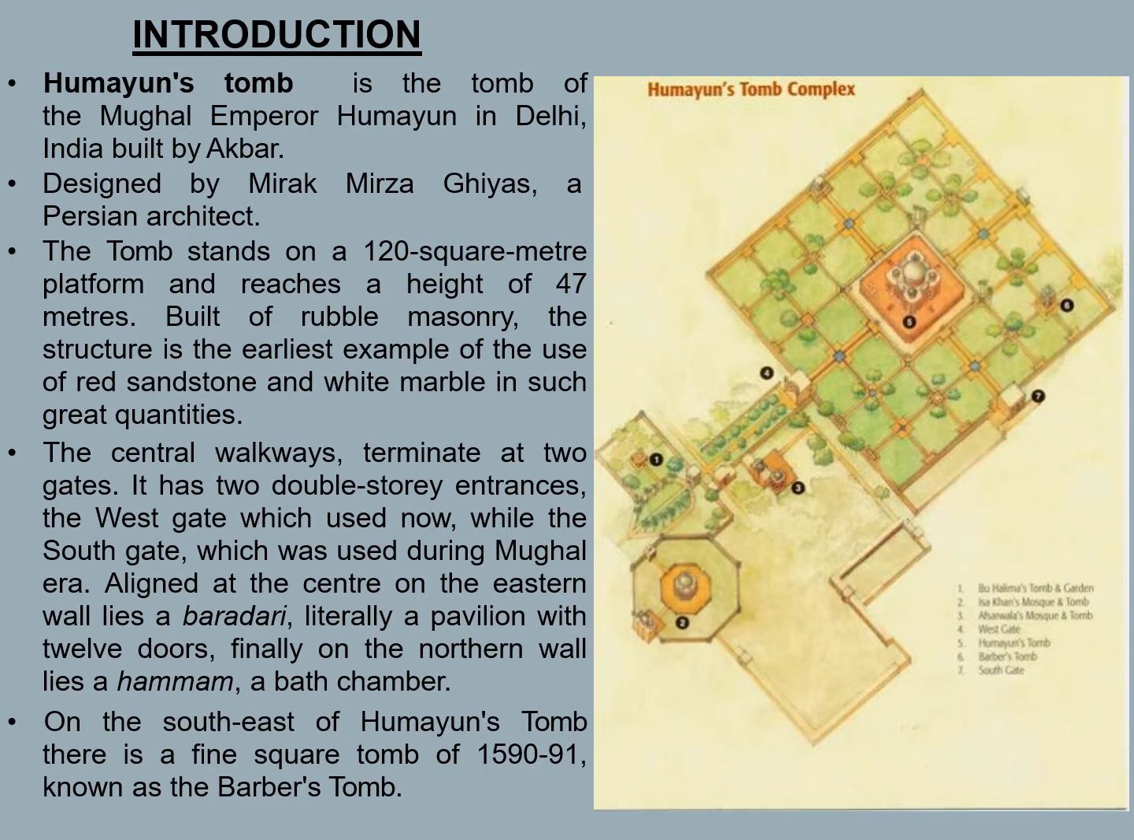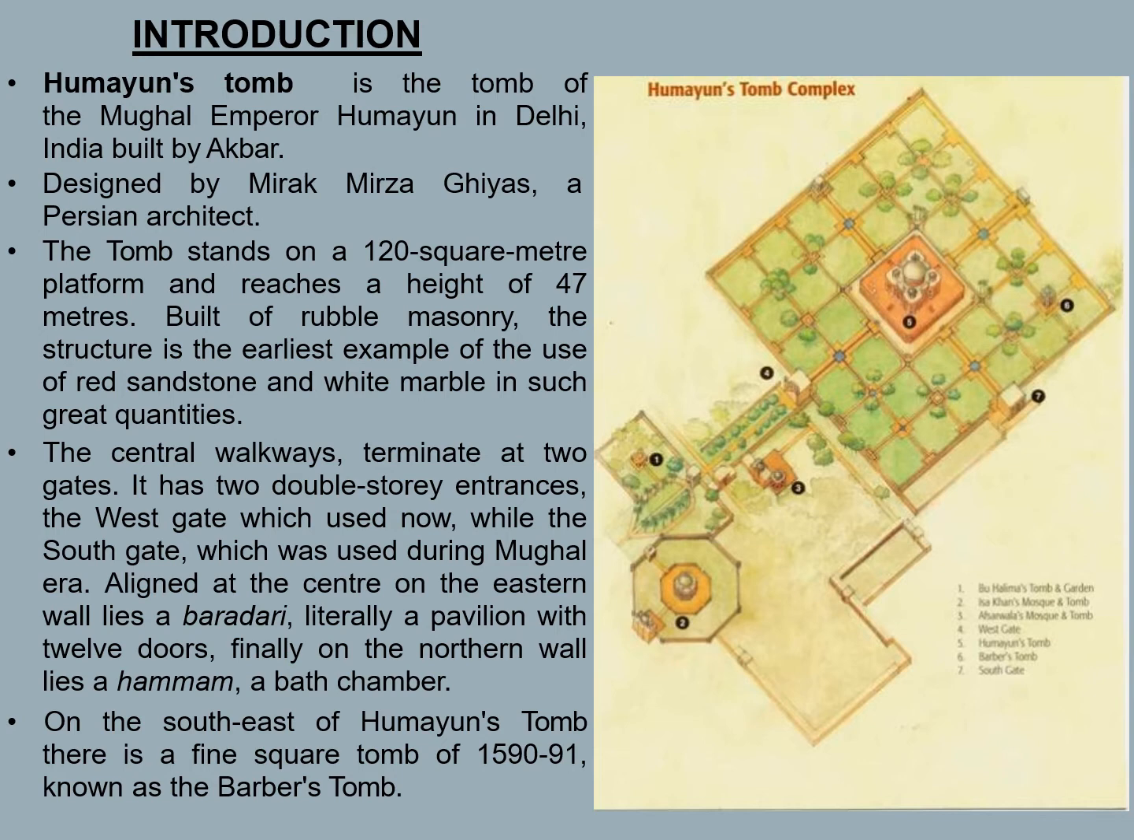Introduction of Humayun Tomb: it is the tomb of the Mughal Emperor Humayun in Delhi, India, built by Akbar. Designed by Mirak Mirza Ghiyas, the tomb stands on a 120 square meter platform and reaches a height of 47 meters. Built of rubble masonry, the structure is the earliest example of the use of red sandstone and white marble in such great quantities. The central walkways terminate at two gates.